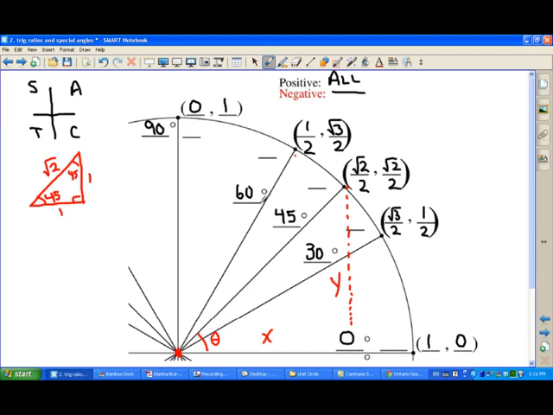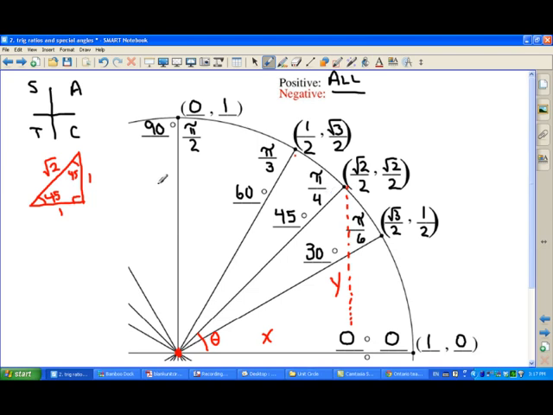You should convert all these angles into radians. 90 degrees is pi over 2 radians. 60 degrees is pi over 3 radians. 30 degrees is pi over 6 radians. And 45 degrees is pi over 4 radians. So that's our first quadrant.